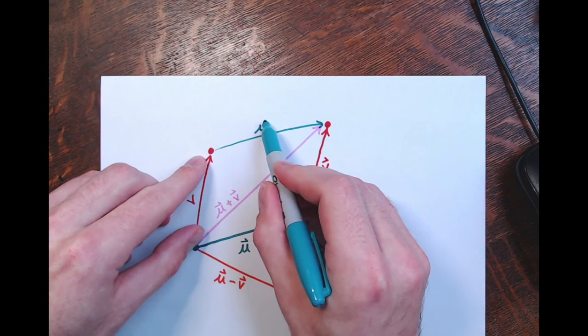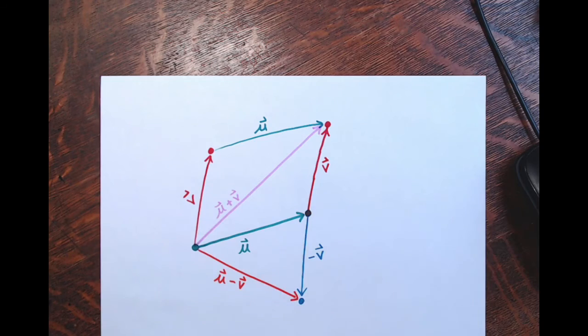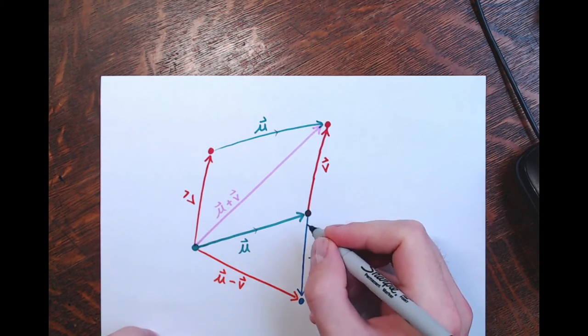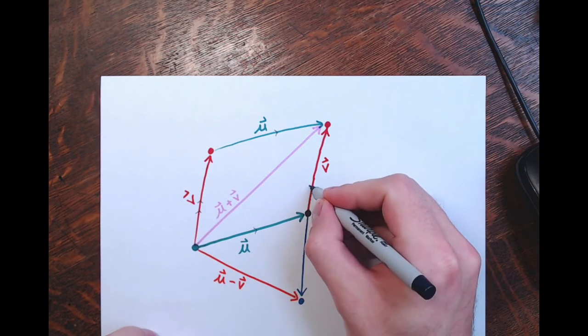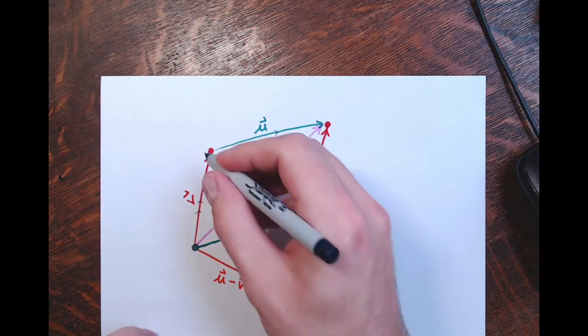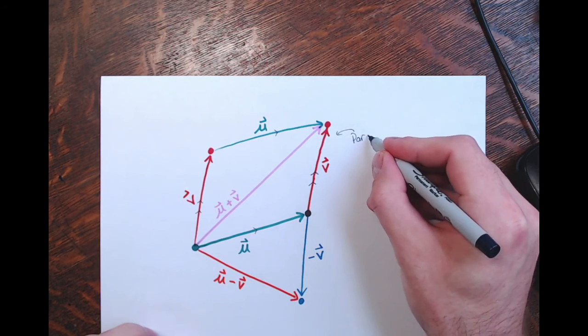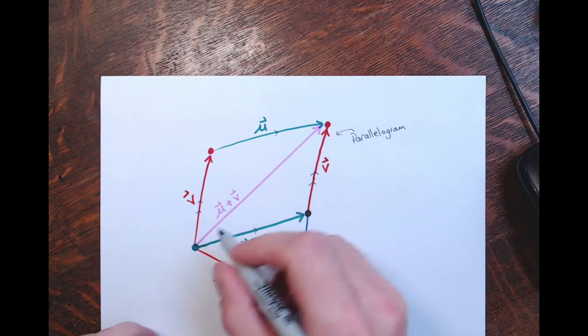There's u, and do you see the parallelogram being formed here? This side is parallel to this side, because they're both the vector u, and this side is parallel to this side, right? They're both vector v, so we have a little parallelogram using vectors u and v.